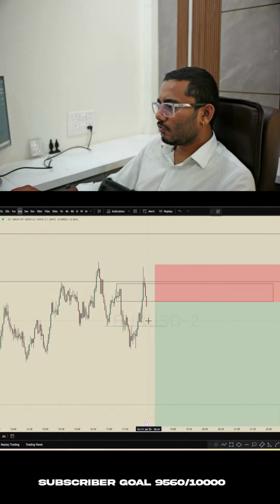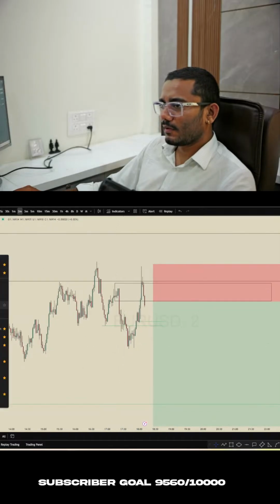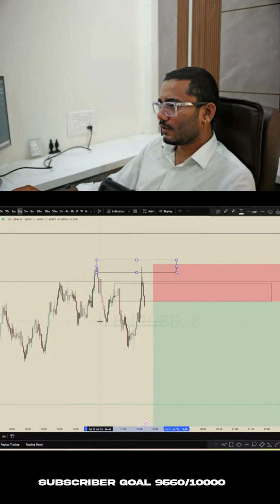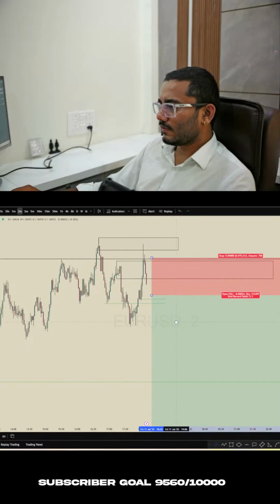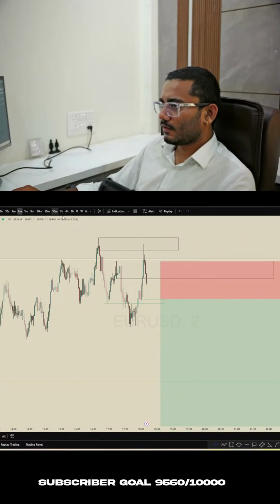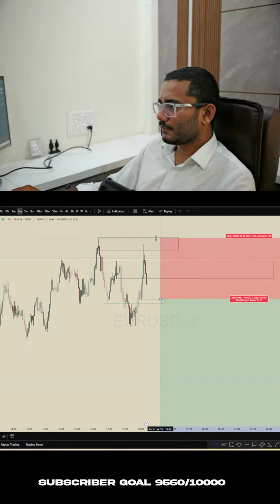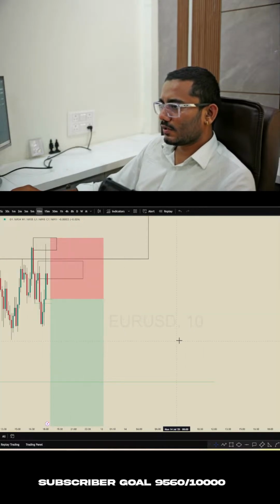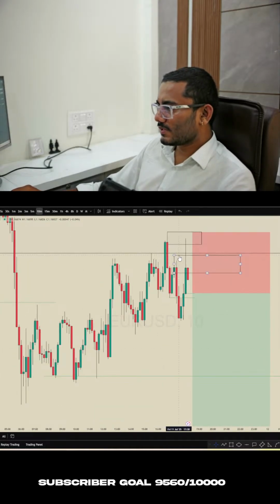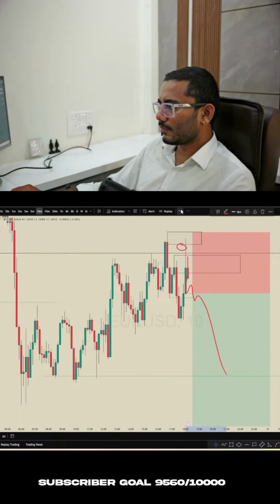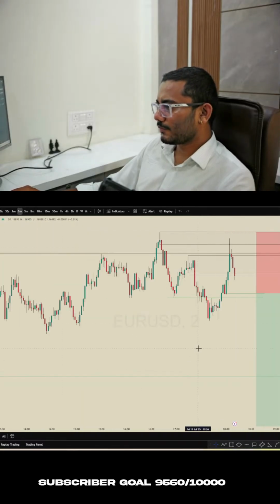On Euro USD, we can look for sell side here. Price has not created a trend line liquidity, but we can see price tapped this order block. And if price breaks this, then we can look for sell side, putting a stop loss above this high. So the logic is price will sweep this high, take this inducement, and it can continue to the downside. So if price breaks this, then we can look for a sell side entry. It's like looking for continuation to the downside.